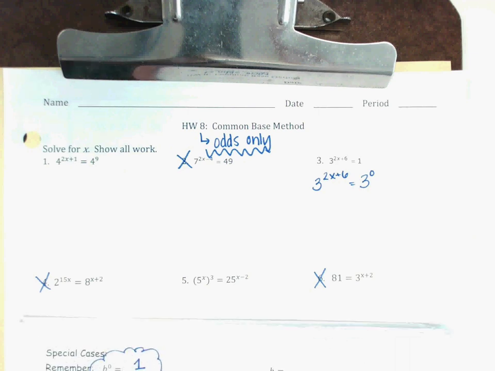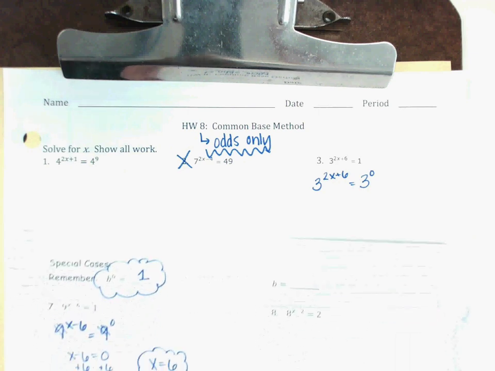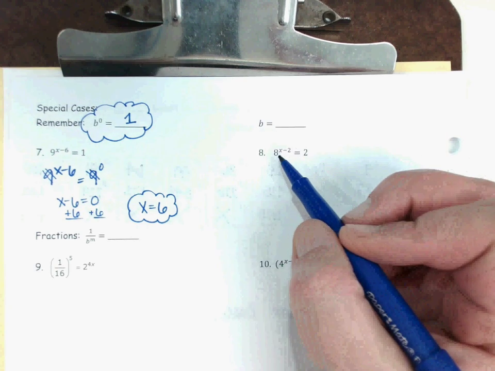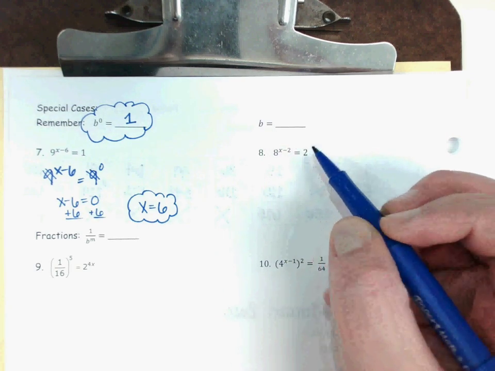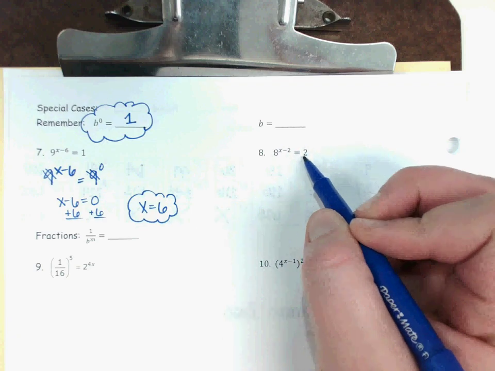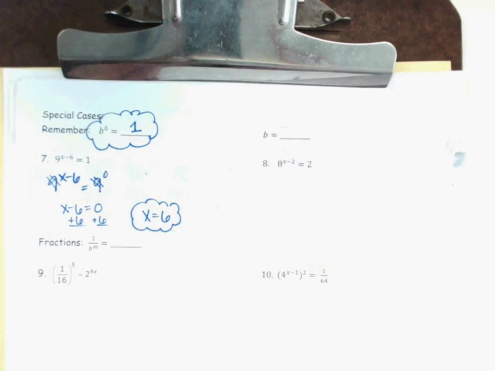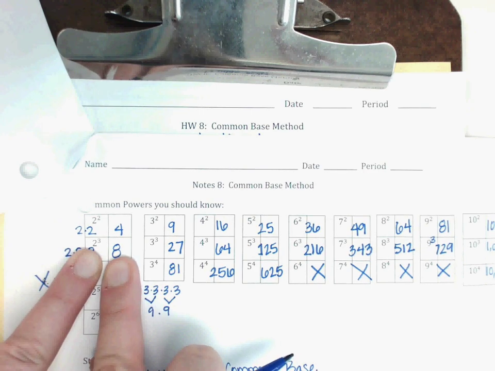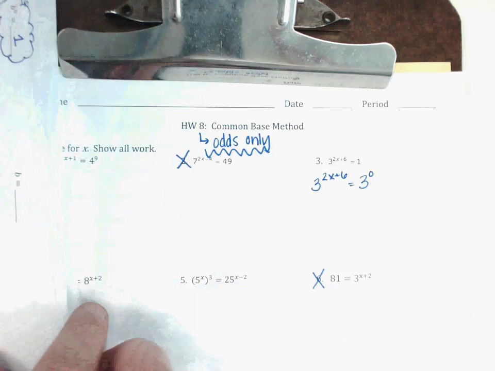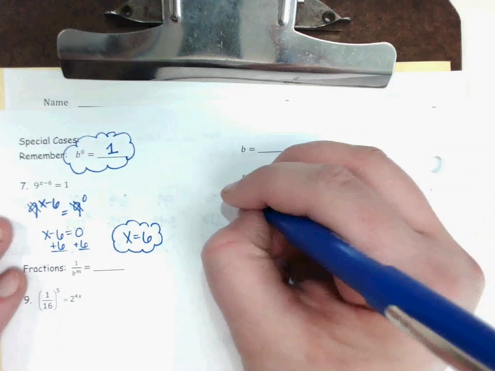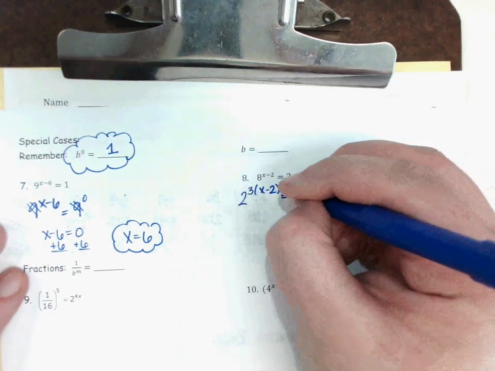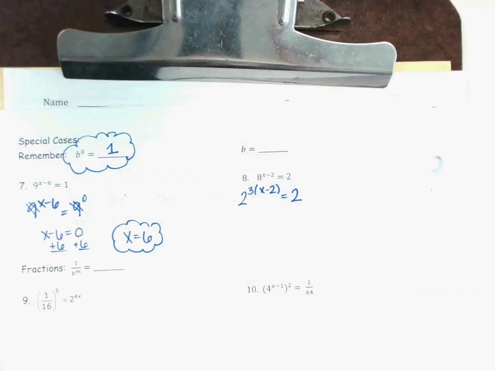So the other option is, let's say that you have a number that doesn't have a base on it at all. So for example, number 8, I have an 8 on this side, I have a 2 on this side. So can I convert 8 to be a base 2? Look at your chart. What is 8 as a base 2? 2 to the 3. So I'm going to come back over here and this is 2 to the 3. X minus 2 sticks together, but then my 2 doesn't have a number on it.